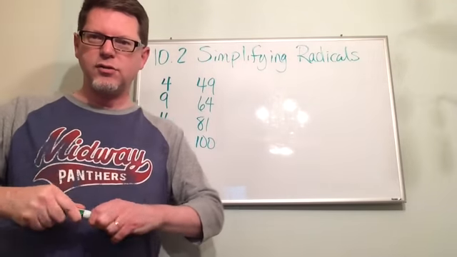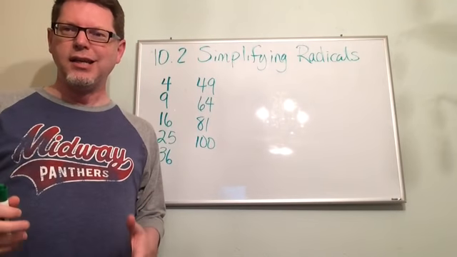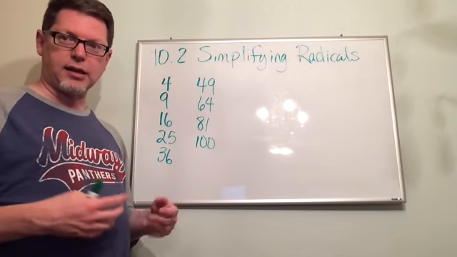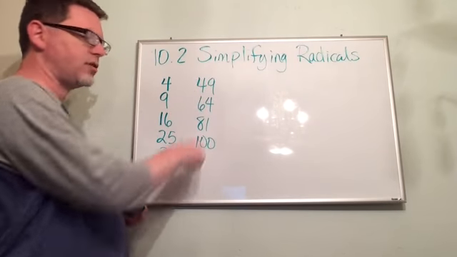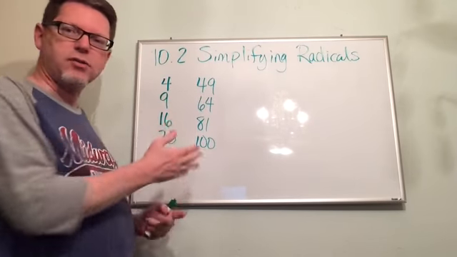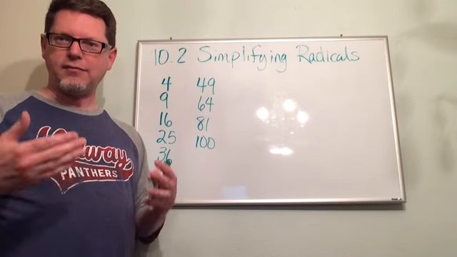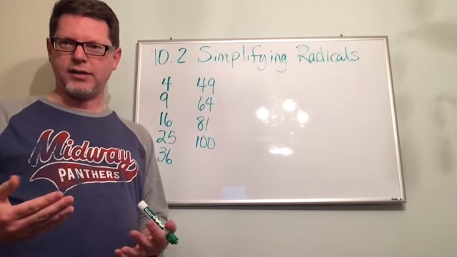And it's important to know those because you're going to need to be able to pull out factors in just a second. And these are the factors that you're going to pull out because these are perfect squares and I can find the square root of them. Okay? So now that we have that information, let's look at a couple of examples.